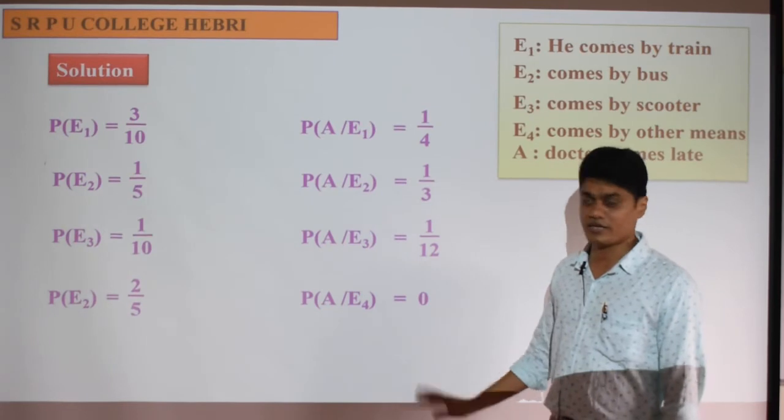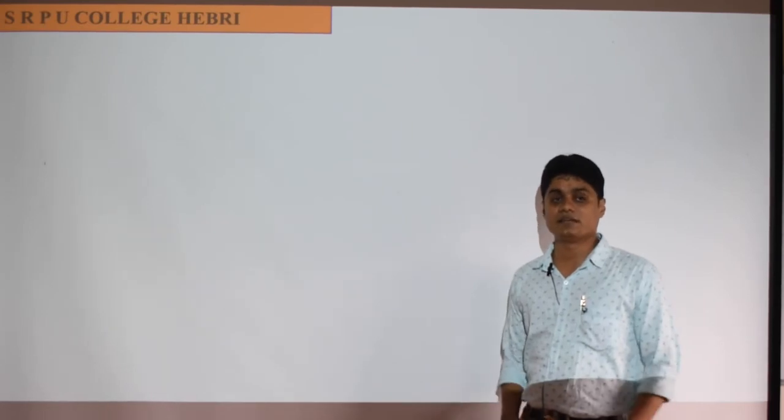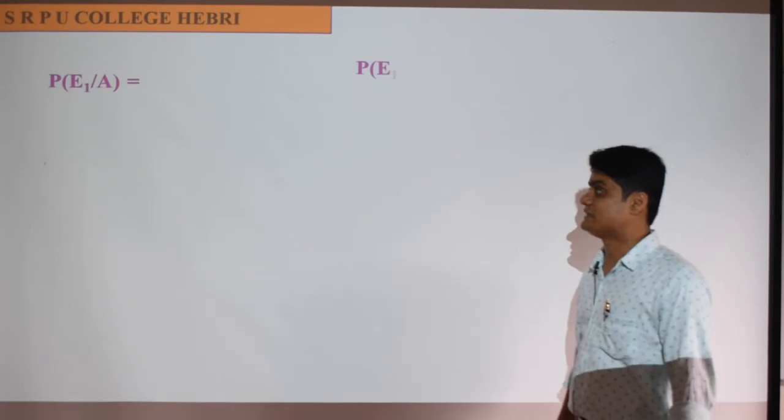This you can do it, right? So what is asked? He will come by train. He will be late as well as he will come by train only. So probability of E1 bar A is required.